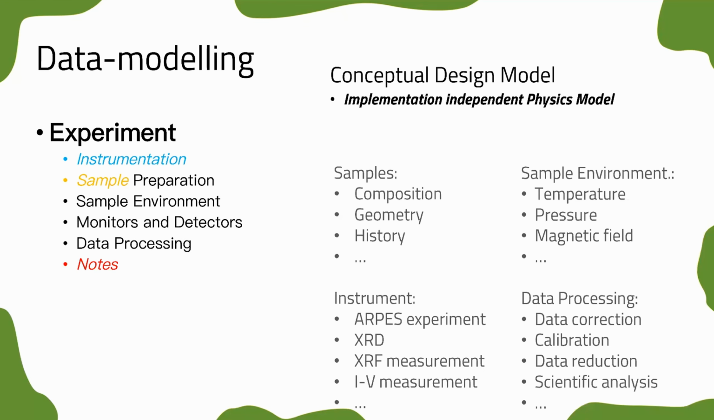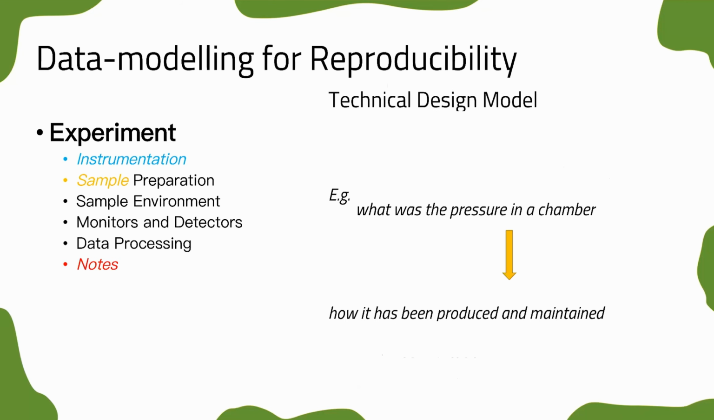While this conceptual design model uses the physics model and is implementation independent, and so it's also interoperable, it doesn't exactly tell how the experiment has been performed. What the pressure in a chamber was can be part of the model, but how it has been produced and maintained, that's not covered. If we want to also describe these details, which is important for experiment reproducibility, then we have to go deeper and be implementation specific. It's not enough just to have a conceptual model. We have to have a technical design model. It's not anymore just the physics model, but also all the technical details.